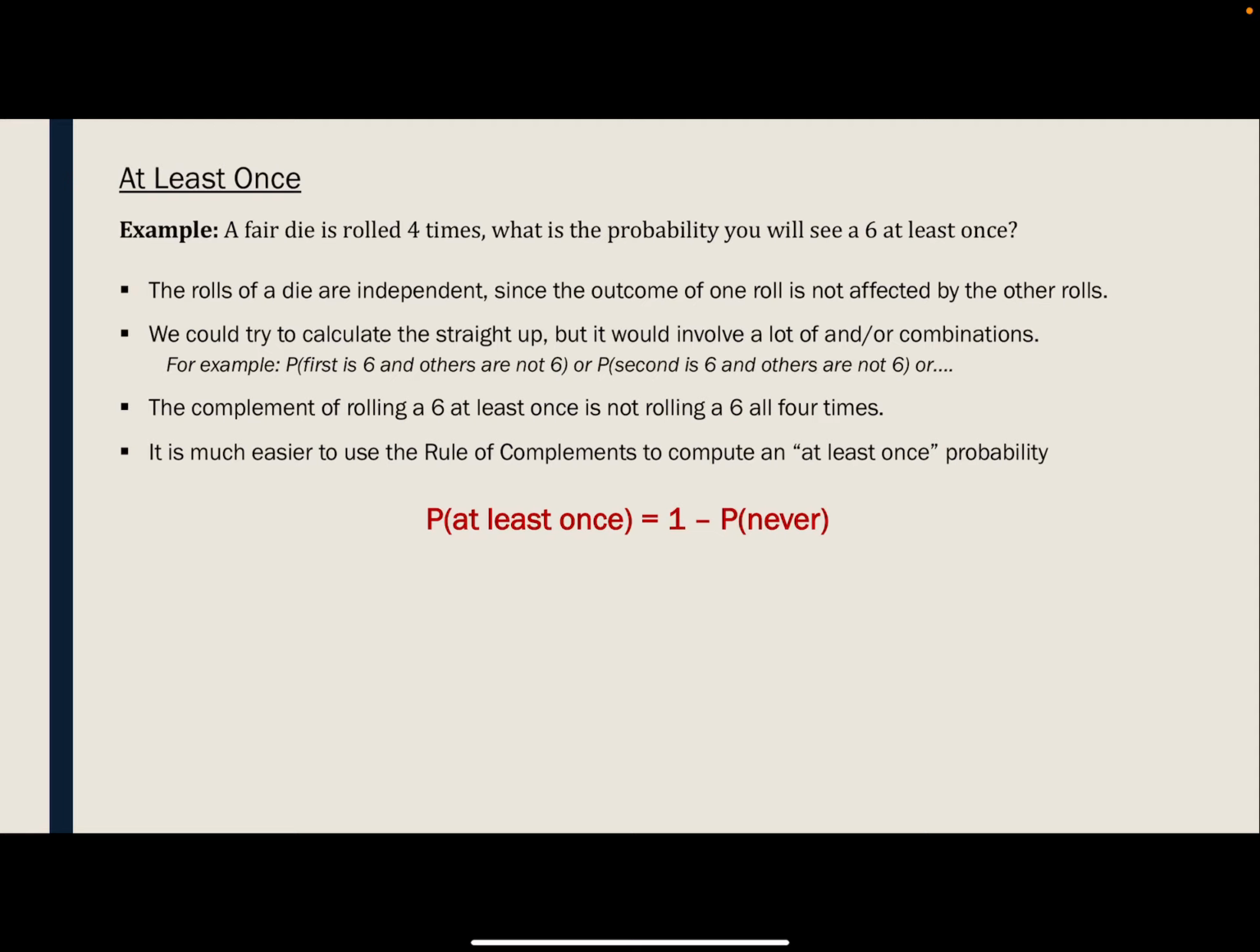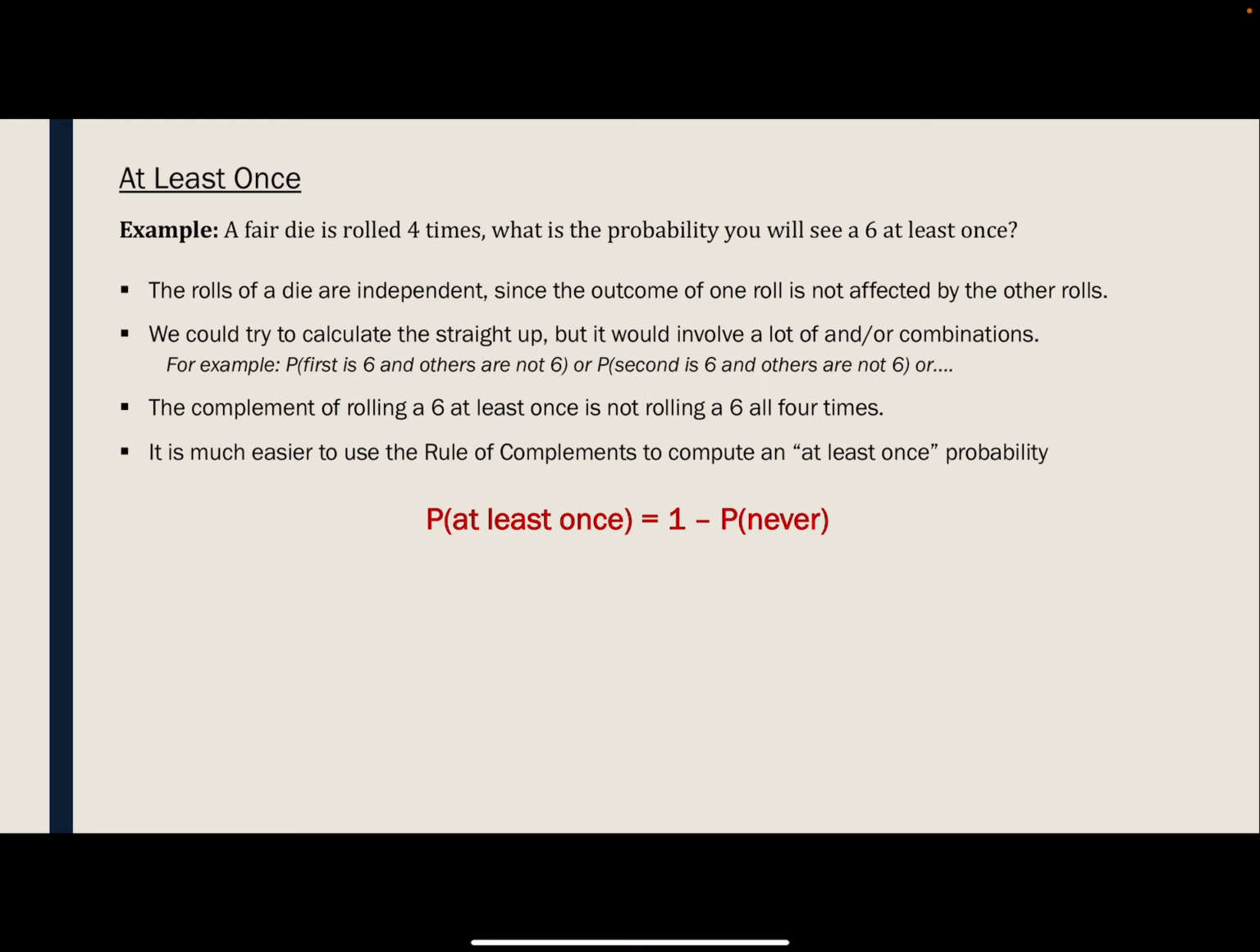Hi everyone. In this last video, we're going to talk about at least once, or finding the probability of at least one occurrence of something. And I'm going to start off by using the example of if I'm rolling a die 4 times, what's the probability that we will see a 6 at least once? So first notice that rolling a die is independent, right? One roll does not affect the other roll.